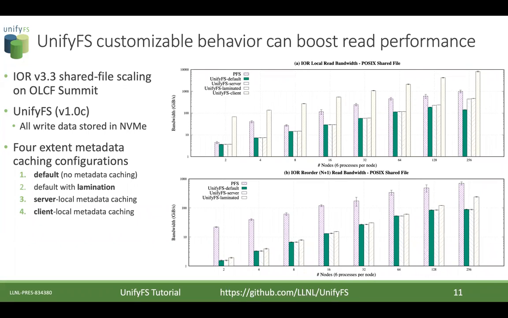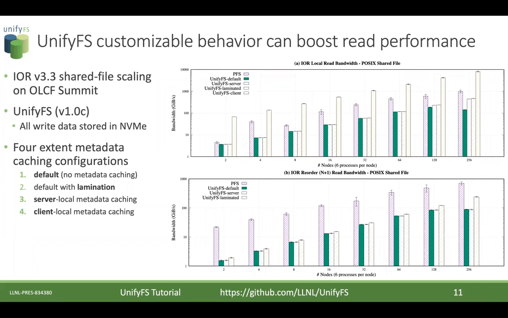And finally, and this is the most limited of the options, is client local. So this mode is only useful if you know for a fact that no two application processes will ever write to the same byte offset throughout the lifetime of the application. But in this case, inside the application client library, we can cache that metadata. And so basically client reads are serviced within the client application space. We don't even have to go to the local UnifyFS server.